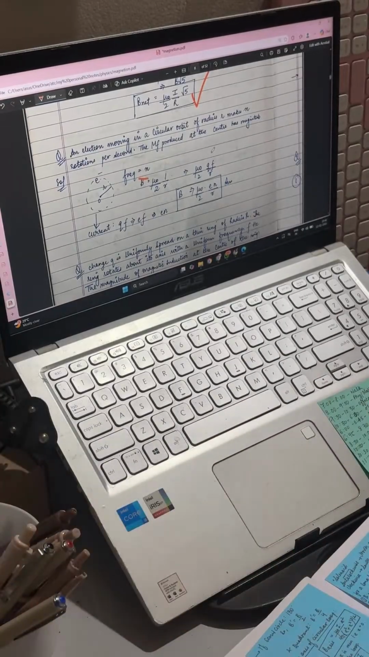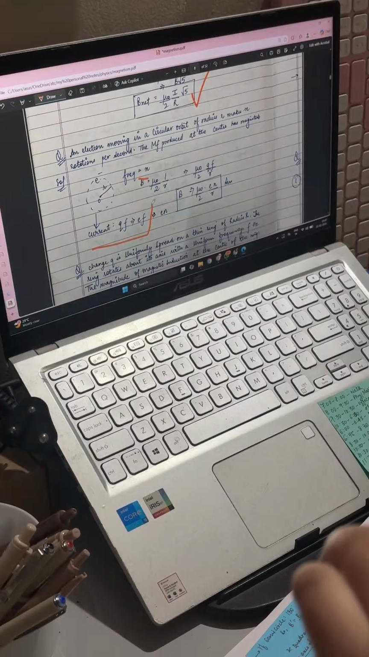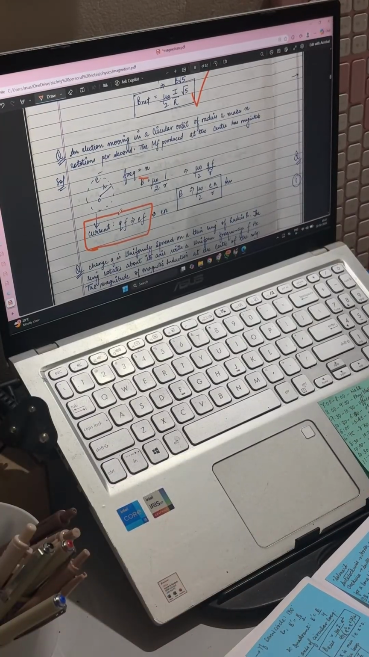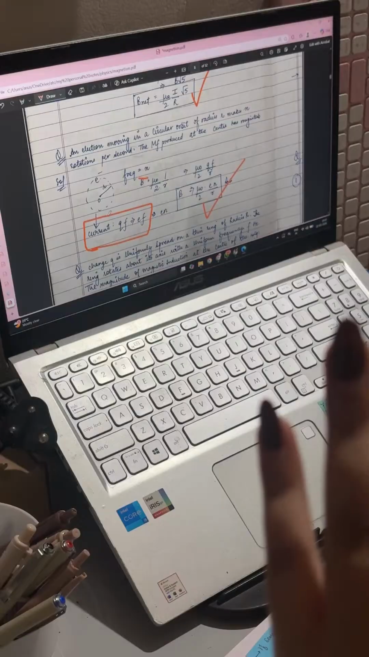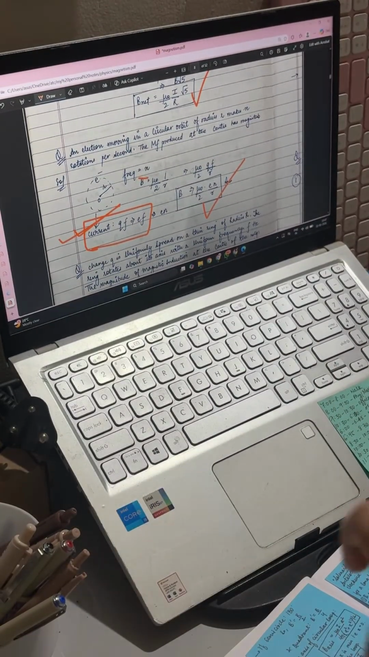Electron charge into frequency is current. Remember this formula. Current is equal to Q into F, which is electron charge into frequency. So we put charge here as E, and the frequency is n, so it becomes E into n. That's it. Remember this. This is very important, because if you don't know this, then you will not be able to solve this 2 mark or 1 mark question.